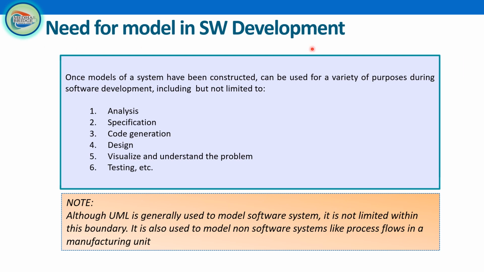Need of models in software development. Once the models of the system have been constructed, they can be used for a variety of purposes during software development, including but not limited to analysis, specification, code generation, design, visualizing and understanding the problem, testing, and so on. Note, though UML is generally used to model software systems, it is not limited to this boundary. It is also used to model non-software systems, like process flows in a manufacturing unit.